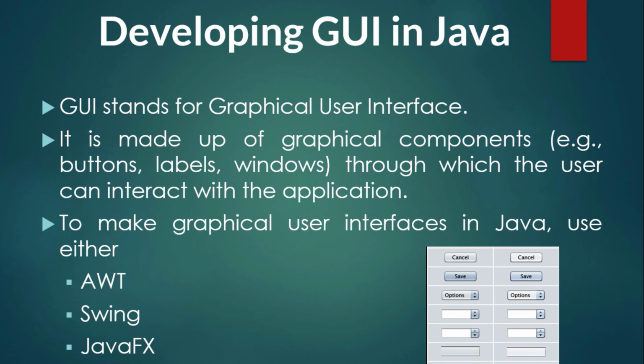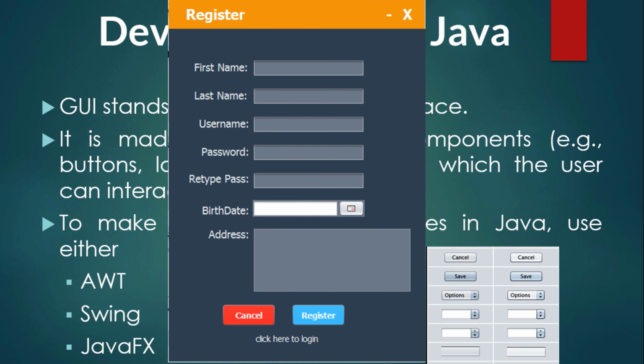So first of all, let me tell you what is GUI. The full form of GUI is graphical user interface. Using GUI, you can interact with your application. For example, I have one application, a registration form. In that, I'm having various fields, for example, name, age, degree, email ID, and so on. So these are going to be my components.